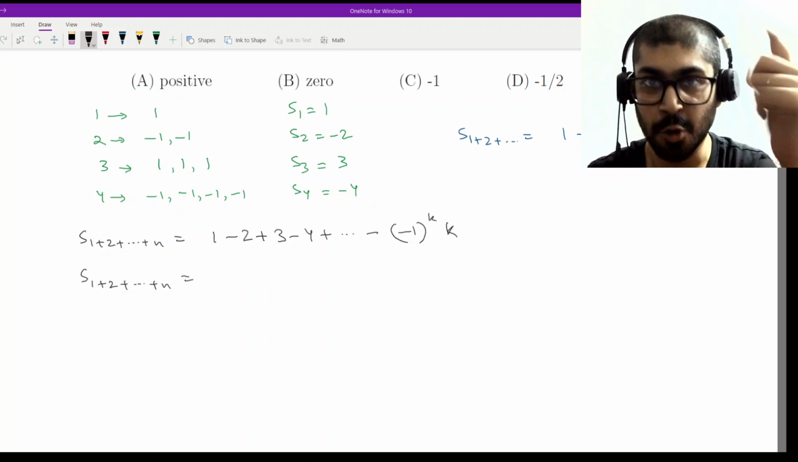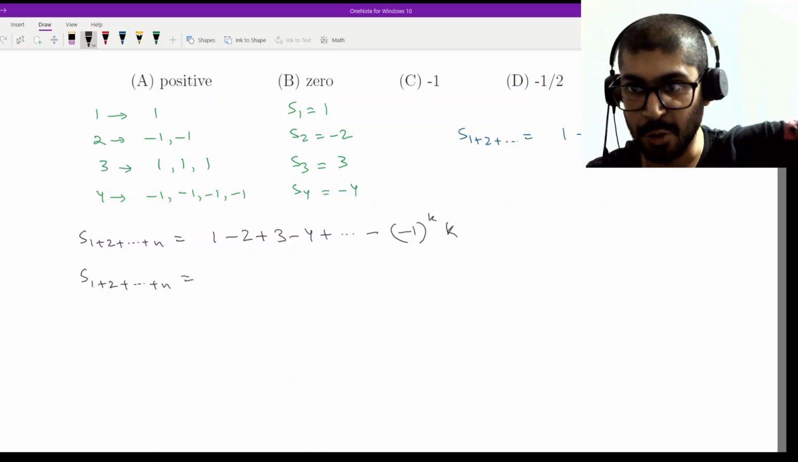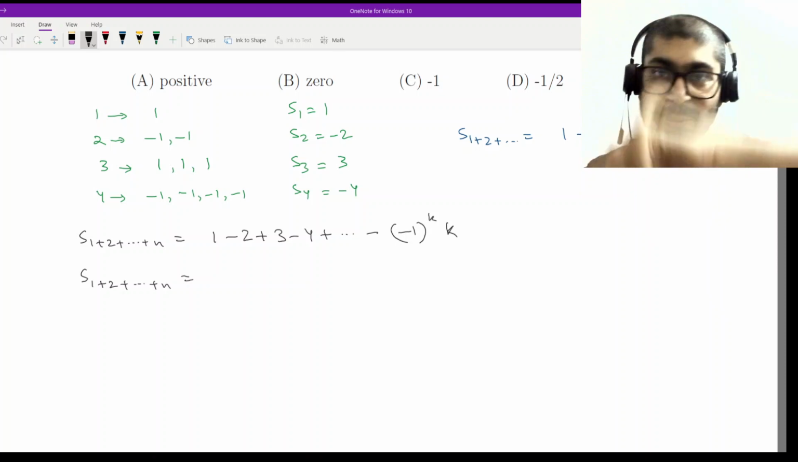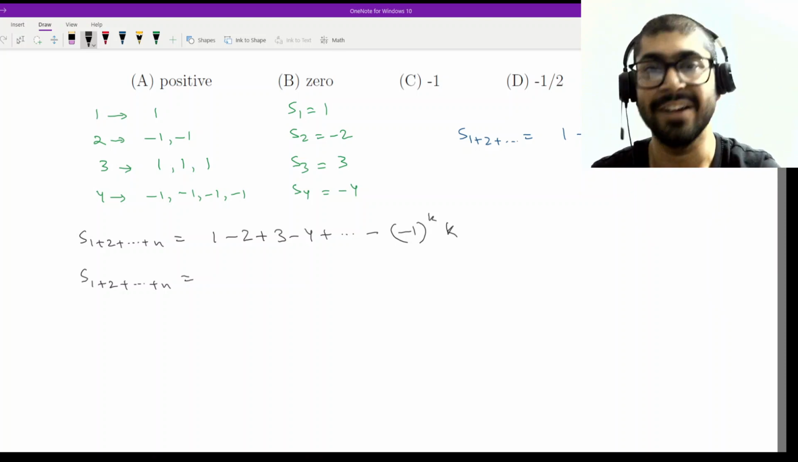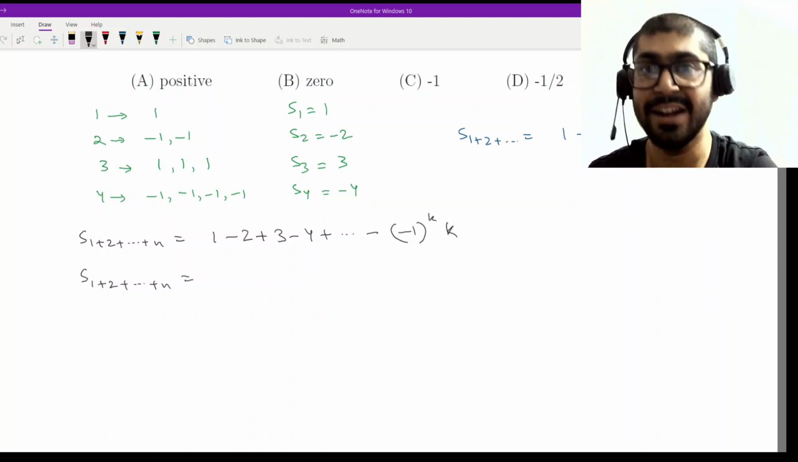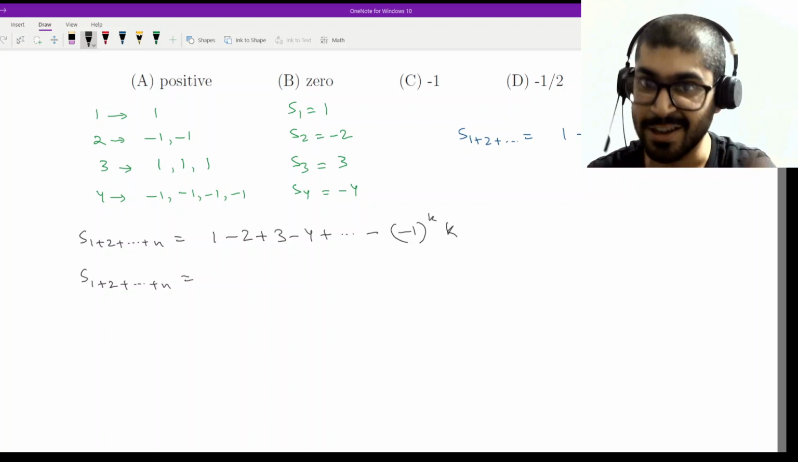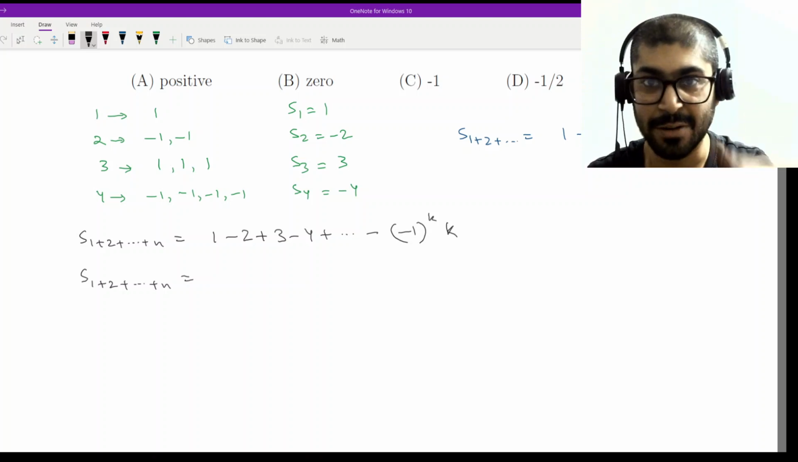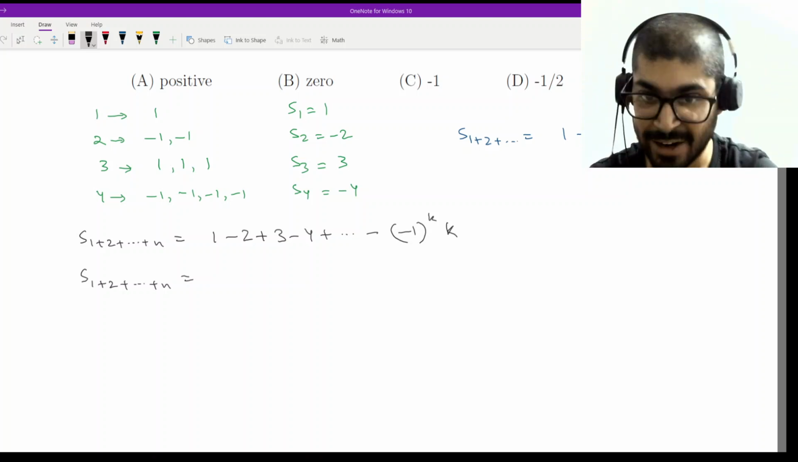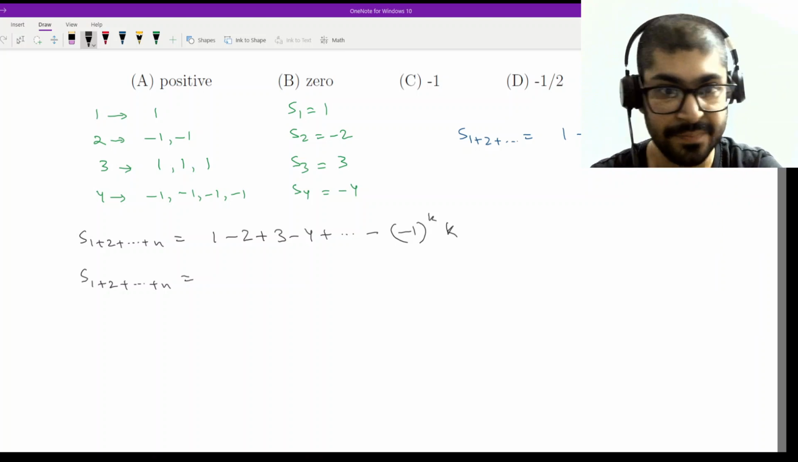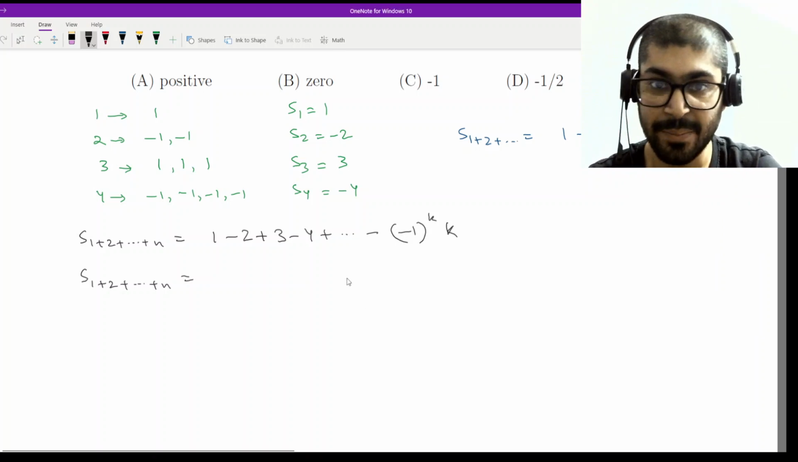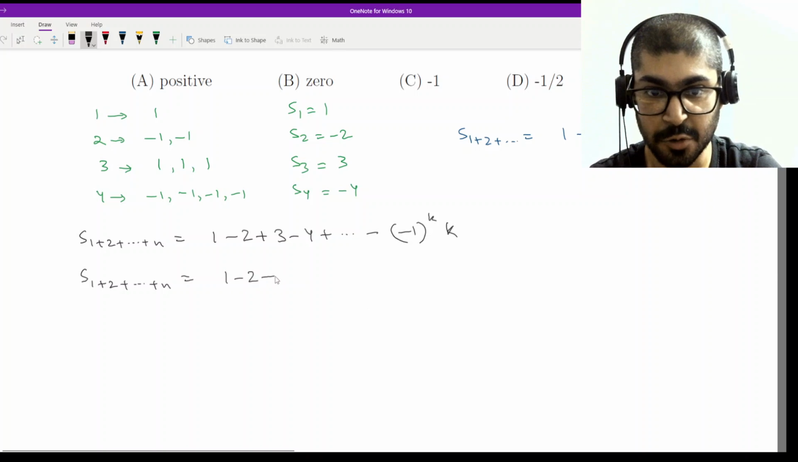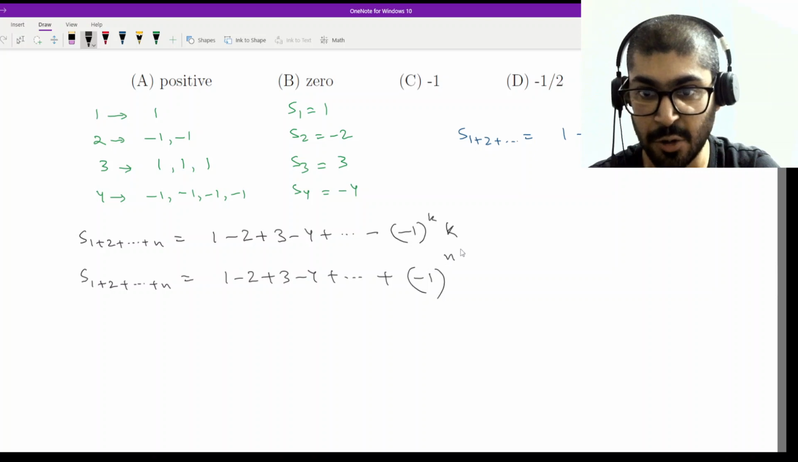When you add linear terms, you get the sum of all terms from 1 to n. When you do sigma n equals 1 to capital N, you get n into n plus 1 by 2. I hope you remember that. If you do that for n squared, you get n into n plus 1 into 2n plus 1 by 6. You do it for n cube, you get n into n plus 1 by 2, whole square. So using that same formula, the actual sum will be 1 minus 2 plus 3 minus 4 plus minus 1 to the power n into n plus 1 by 2.